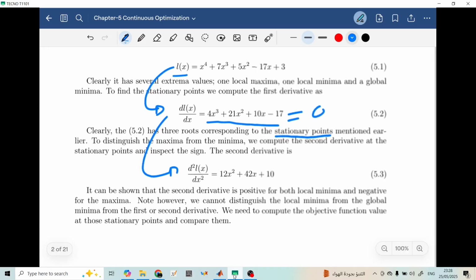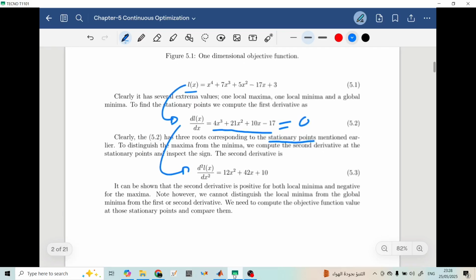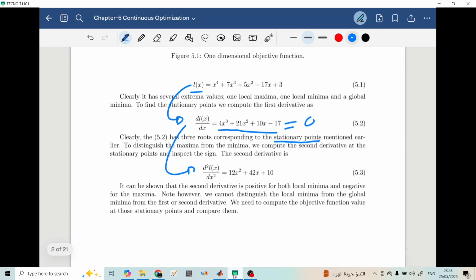So we see which one of the stationary points gives a positive second derivative. If it's a negative second derivative, this means that this is a maximum value. Now, is it a local minimum or a global minimum, actually we cannot know. We have to compare the two of them, right? So this is one drawback of using this conventional method. We cannot know if the stationary point is the global minimum value.